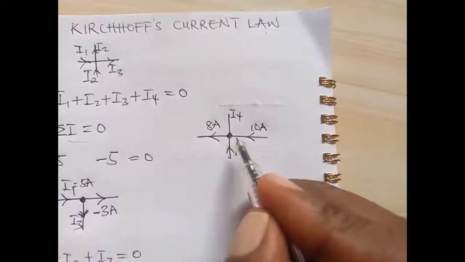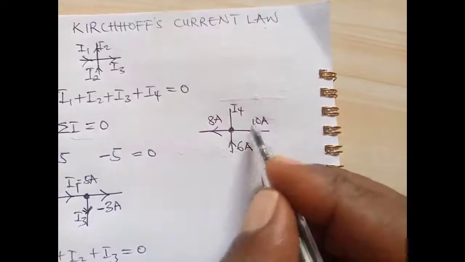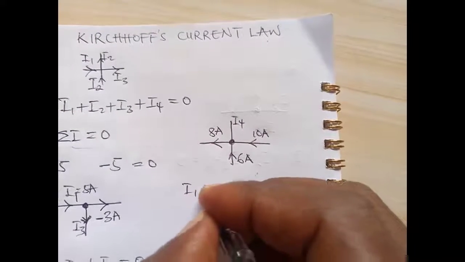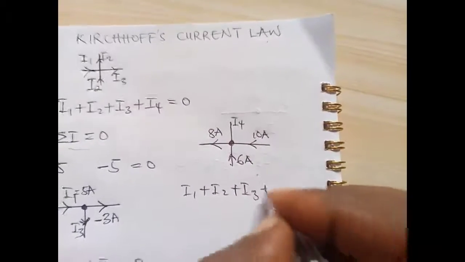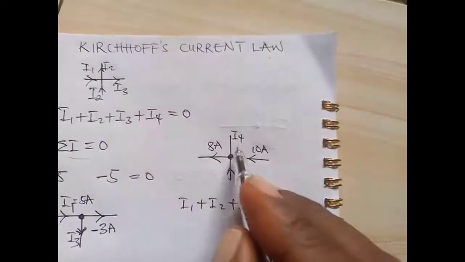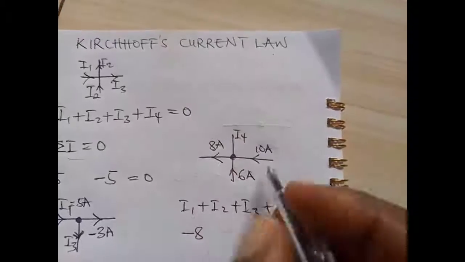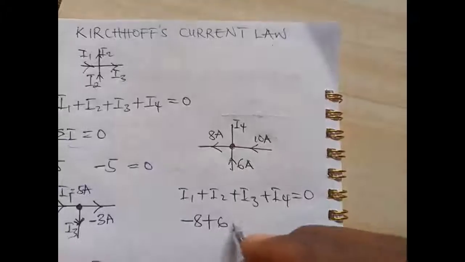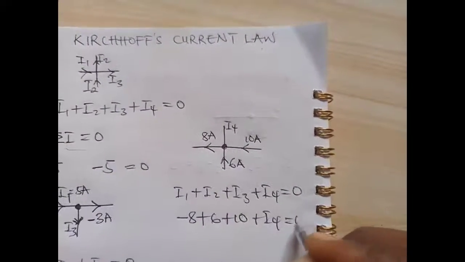Let's look at another example. At this junction, this is I1, and we have I2, I3, I4. Now you can notice that I1 plus I2 plus I3 plus I4 equals 0. Now, how do we get this I4? We know that I1 is leaving the junction, so it's negative 8. I2 is entering, so it is positive 6. I3 is entering, so it is positive 10. But we don't know I4, so we say plus I4 equals 0.